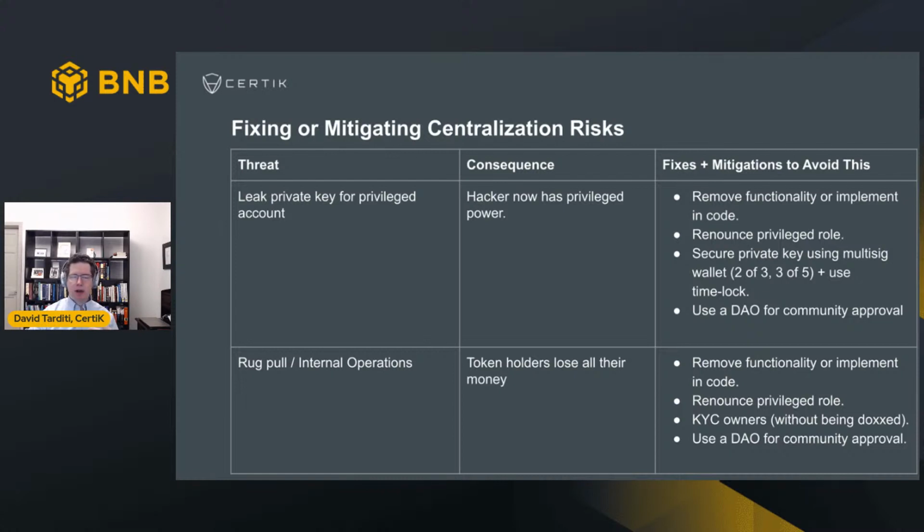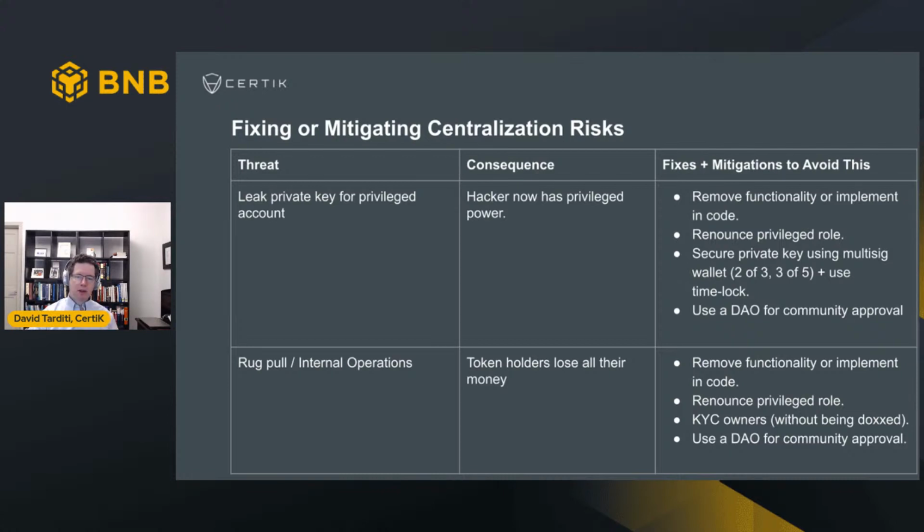Another threat is rug pull or internal operations. We all hear about this when it happens in the news, and token holders lose all their money. There can be insider threats or something like that. Again, you can remove the functionality or implement it in code. If the contract's already out there, or you need the functionality just for the startup part of the project, you could renounce the privilege role after you're done with the functionality.